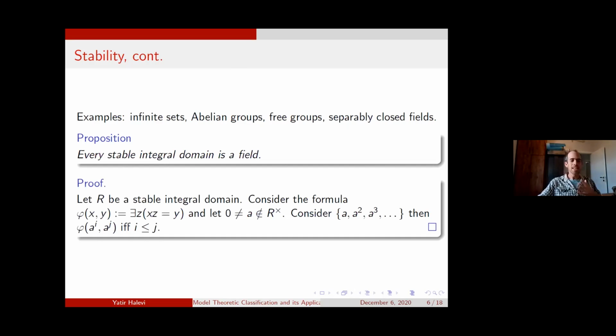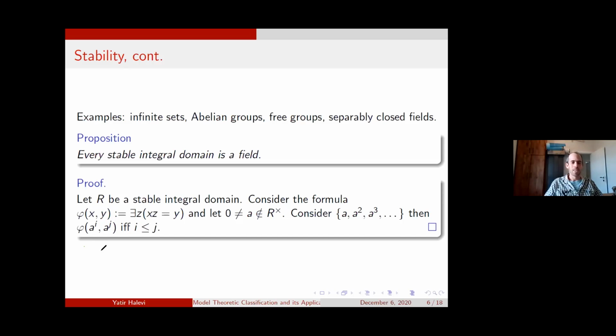Okay. So let's assume that you have a stable integral domain, and we'll now consider only one formula. We only actually need to use one formula that doesn't have the order property. So let's take an element, a, which is non-zero, and assume it's non-invertible. And now consider a squared, a cubed, and so forth. They're all different elements, because it's not invertible in your integral domain. I claim that phi(a_i, a_j) if and only if i is less than j.